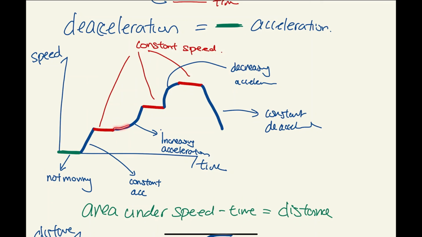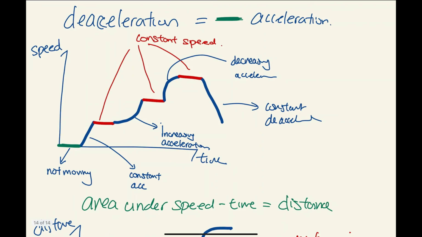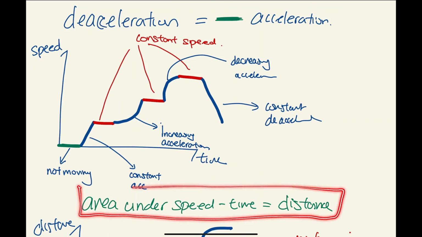When the gradient increases like this, it means there is increasing acceleration. But when it curves downwards, it means there's a decreasing acceleration. And if it points downwards, it means that there is a constant deceleration. The area under the speed-time graph will give you the distance traveled by the object.